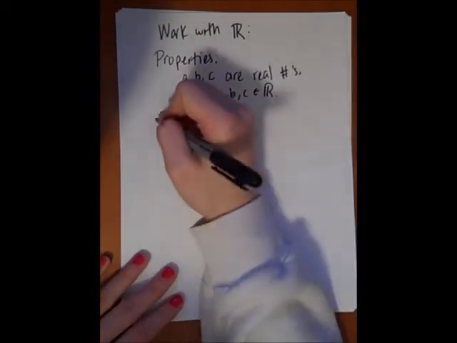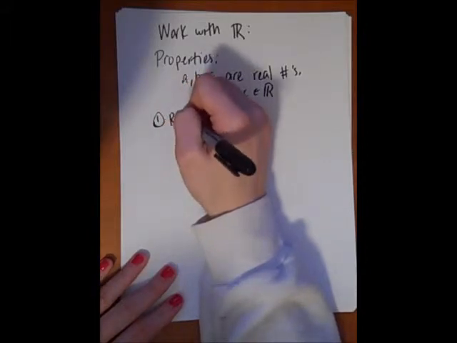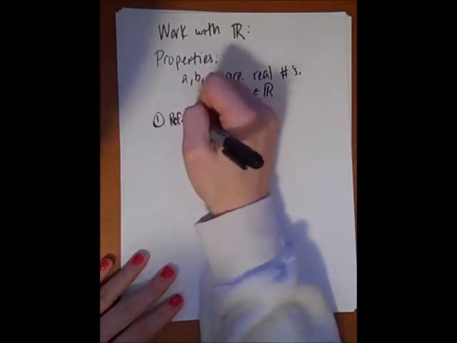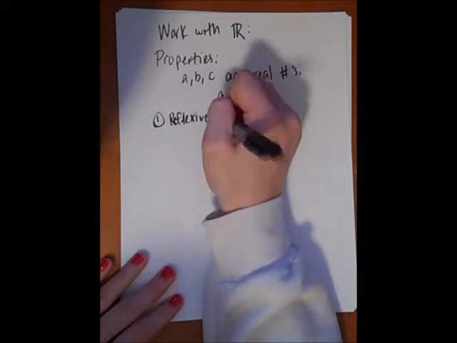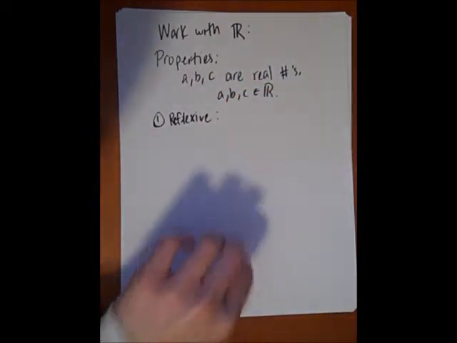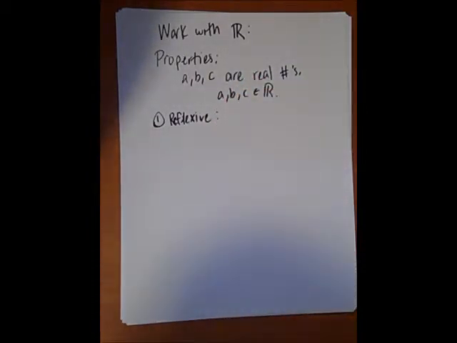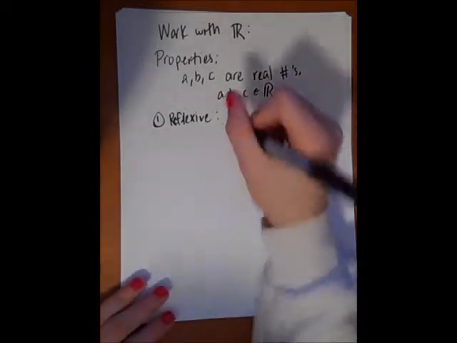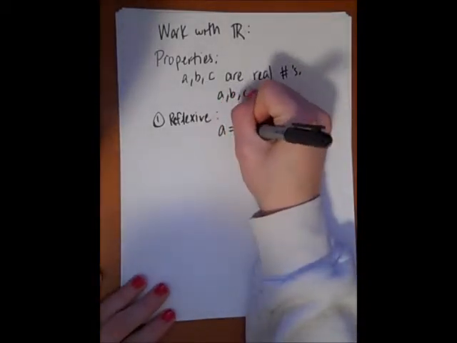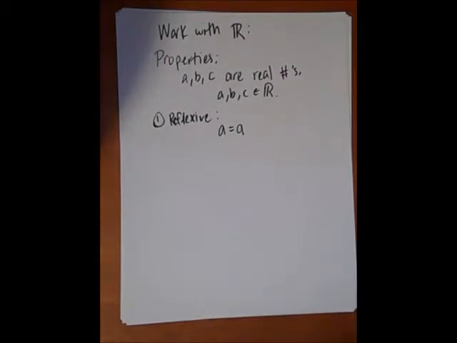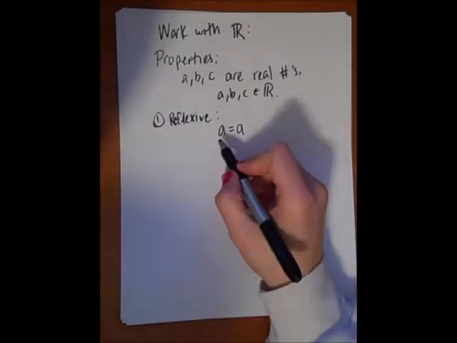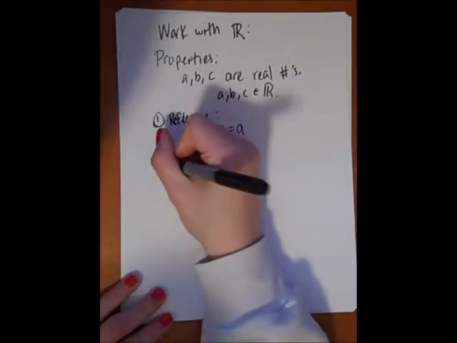The first property that we're going to use is the reflexive property. What the reflexive property says is that A is equal to itself. So any number is going to be equal to itself. You can think about it kind of like a reflection. If you look in the mirror, that's exactly who you see as yourself. So A is always going to be equal to A.